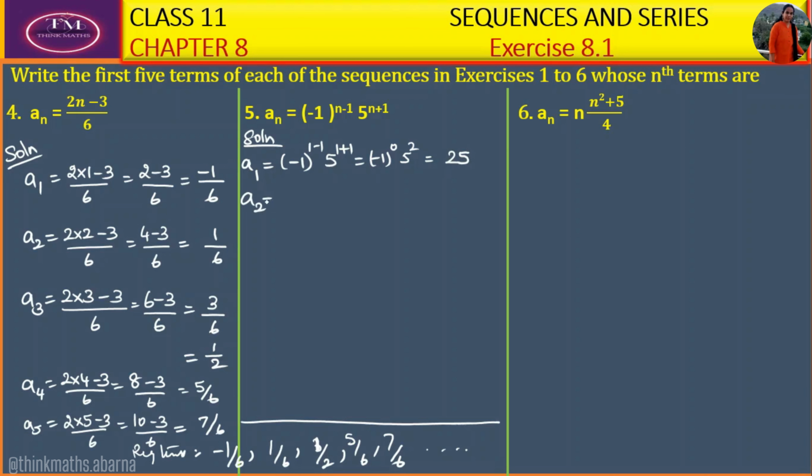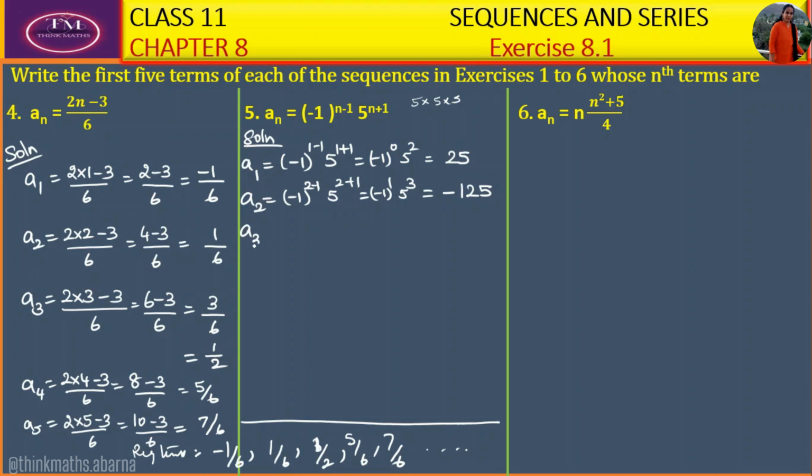Next A2 is minus 1 whole to the power 2 minus 1, 5 to the power 2 plus 1. So 2 minus 1 is 1. 5 to the power 2 plus 1 is 3. So minus 1 to the power 1 is, if the power is odd, minus 1 to the power odd number will be negative. So it is negative. What is 5 cube? 5 cube is 125. That is, we have to multiply 5 3 times. That is called 5 cube.